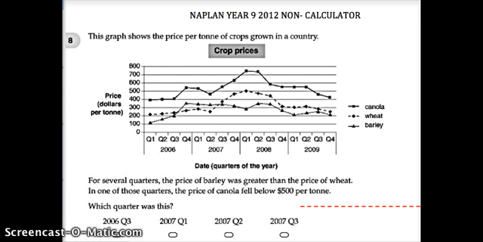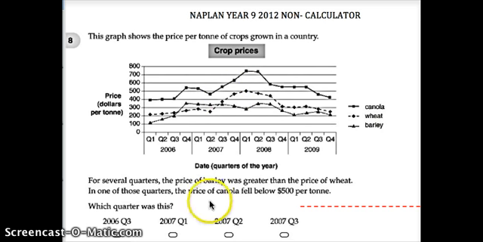Question 8 of the 2012 non-calculator paper. This graph shows the price per tonne of crops grown in a country. Now, barley has the little triangle, so it looks to be this bottom one here, and then it goes up there and down there. Wheat has this diamond shape in it, so it's that one there. And the canola has these square boxes at the top.